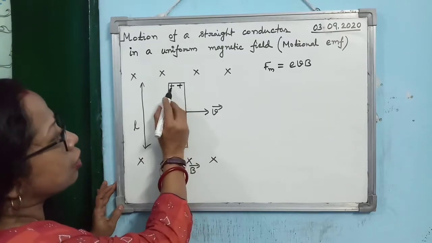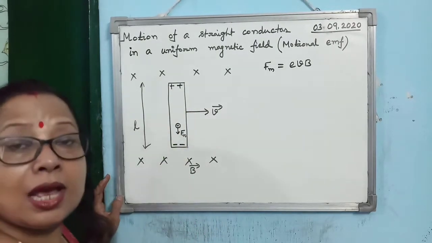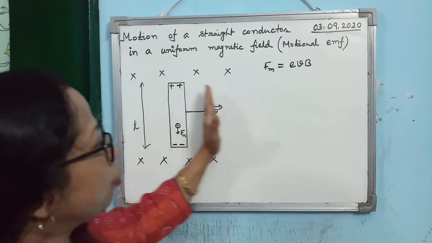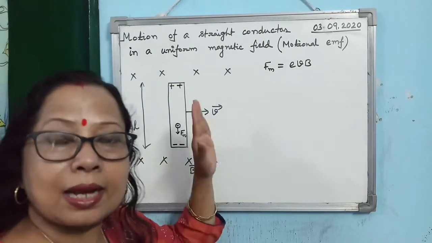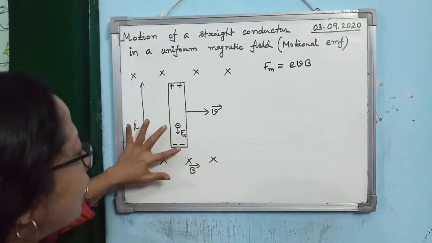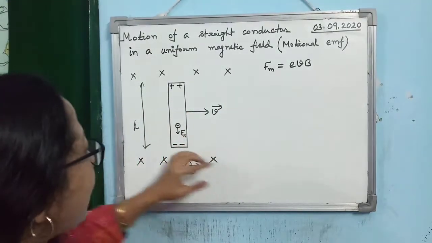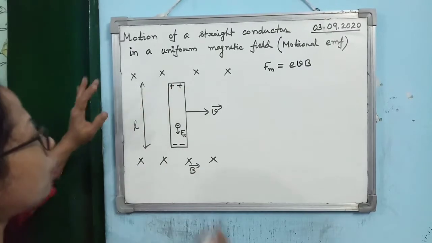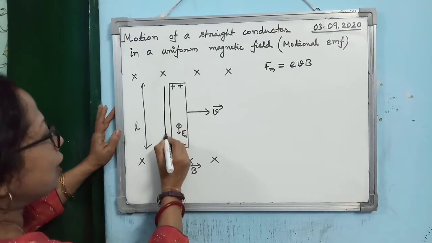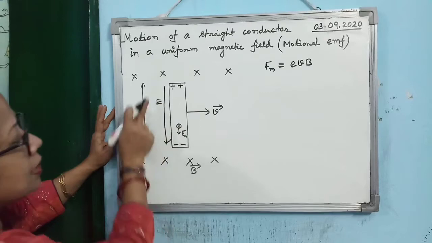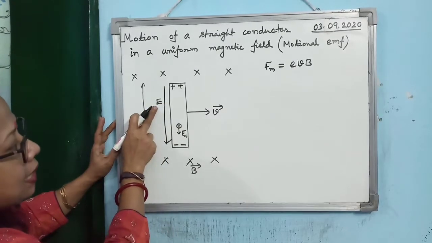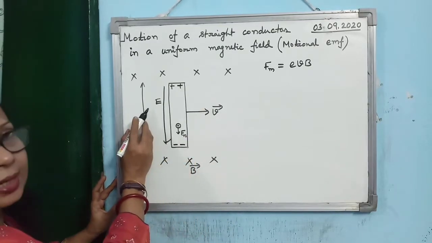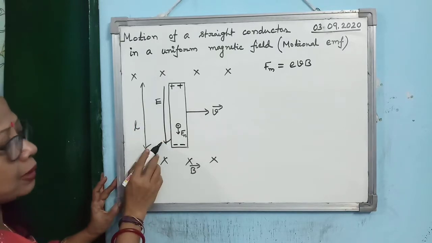Deficiency of electrons is represented by a plus sign. So the moment the conductor starts moving in a magnetic field, electrons will experience the force eVB and accumulate at the lower end, and there will be a deficiency of electrons at the upper end. So an electric field will develop in this direction. I have given the arrow for this E. You know the direction of the electric field is from positive to negative, isn't it? So the electric field will develop in this direction.